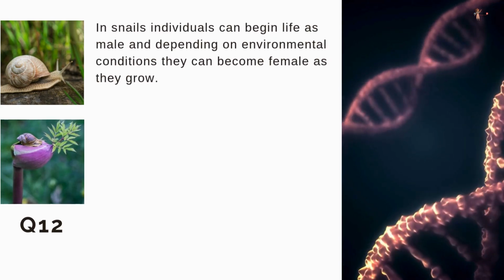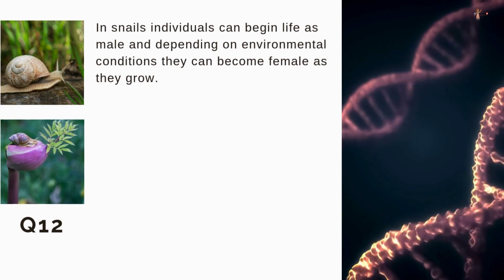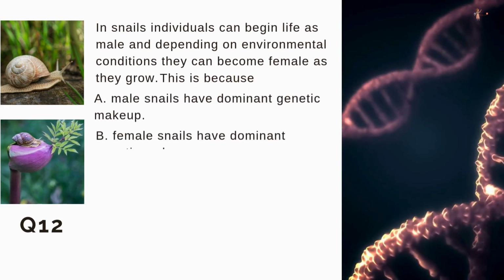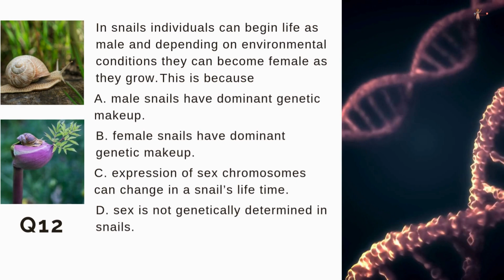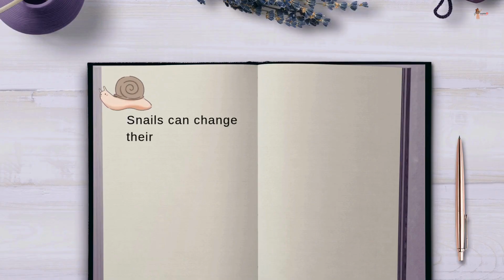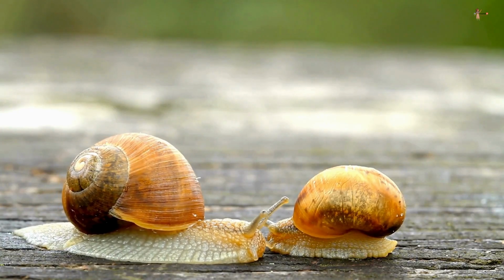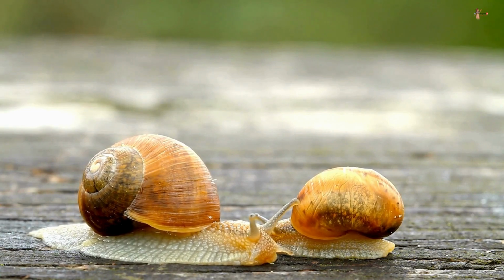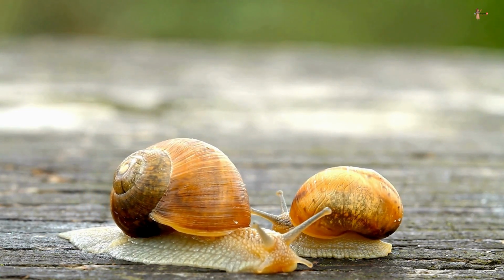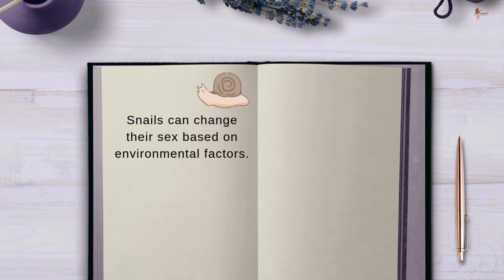In snails, individuals can begin life as male, and depending on environmental conditions, they can become female as they grow. This is because which of these options? Snails can change their sex based on environmental factors, which means that their sex isn't solely determined by their genes but can be influenced by their surroundings throughout their life. This phenomenon is called sequential hermaphroditism.